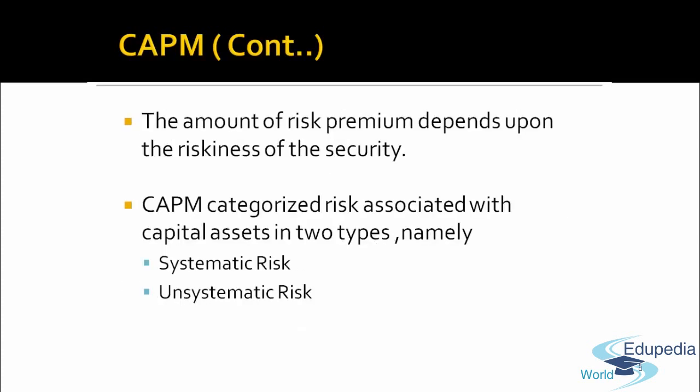In this CAPM technique, the amount of risk premium depends upon the riskiness of the security. And we classify the risk into two types: one is systematic and the other is unsystematic risk. Systematic risk is for the whole of the nation, and unsystematic is for a particular industry or a particular company. The systematic risk is computed using beta, and unsystematic risk is a controllable risk, like if there's a strike in any company. However, inflation and interest rate are all covered under systematic risk.